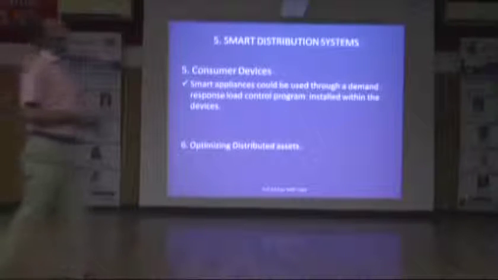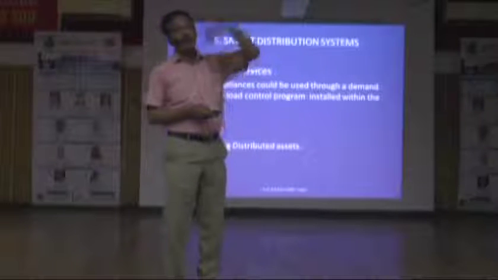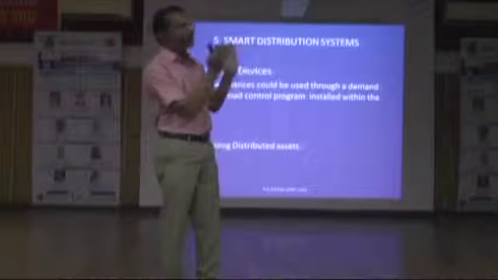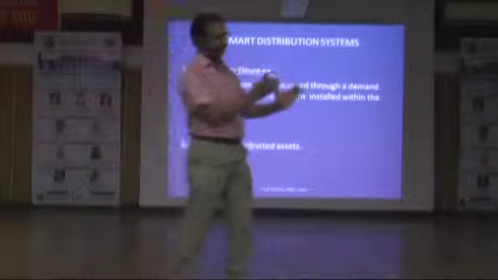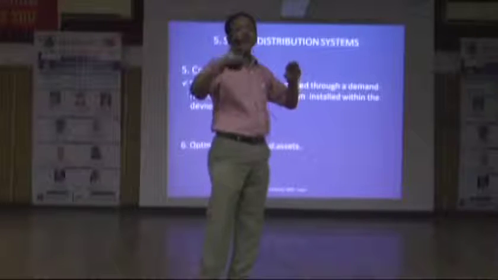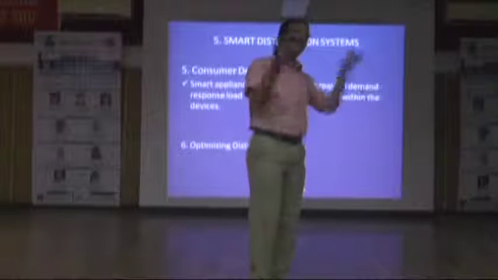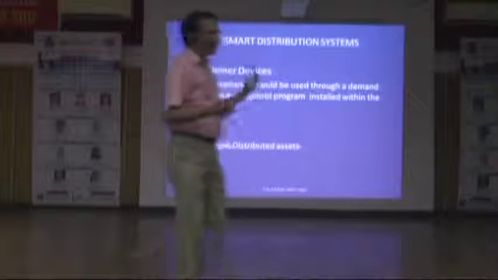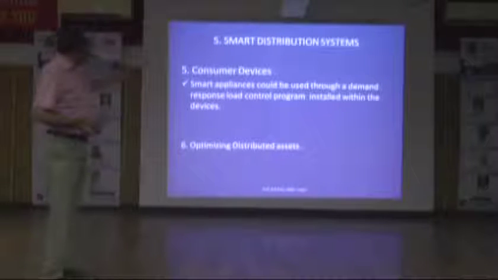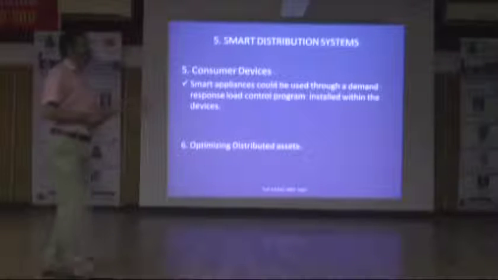Consumer devices, as I said, should be smart enough. They are well informed by the utility. They have a program pricing chart, a tariff. Your device knows that at this time the rate is high, so it should not switch on the electric iron or washer at this time. They will be off when the prices are high. So your consumer devices will be smart, optimizing distributed assets.